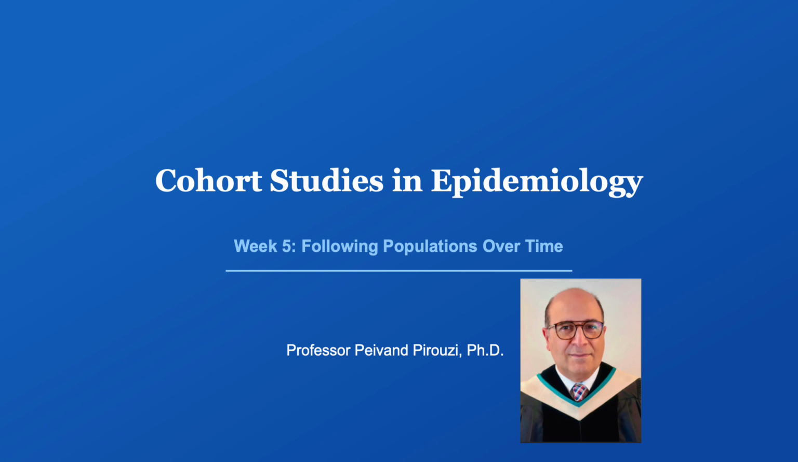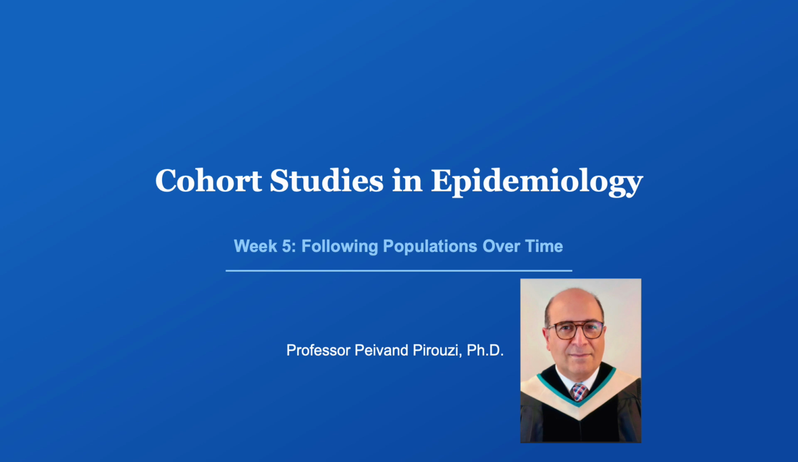Welcome to Week 5. We're moving from descriptive to analytical epidemiology, study designs that can test hypotheses about exposure-disease relationships. The cohort study is conceptually the most straightforward analytical design. You take a population, classify them by exposure status, follow them over time, and compare who develops disease. It mirrors how we naturally think about cause and effect. Exposure precedes outcome. Cohort studies have given us much of what we know about risk factors for chronic diseases.